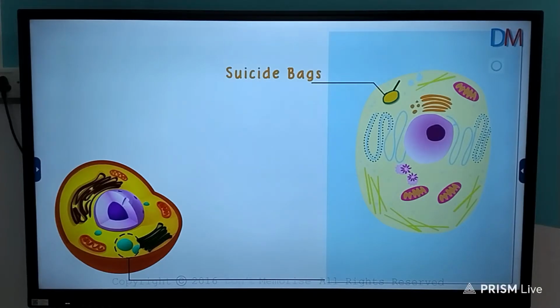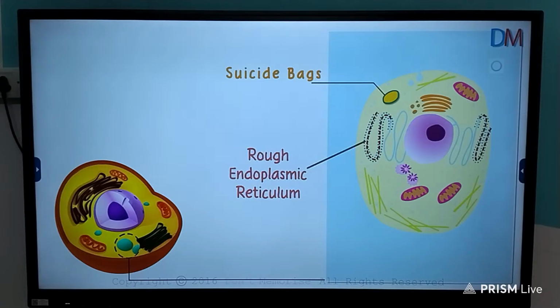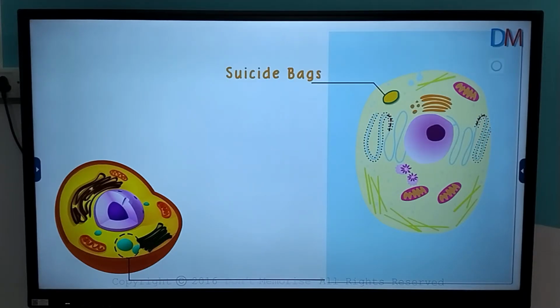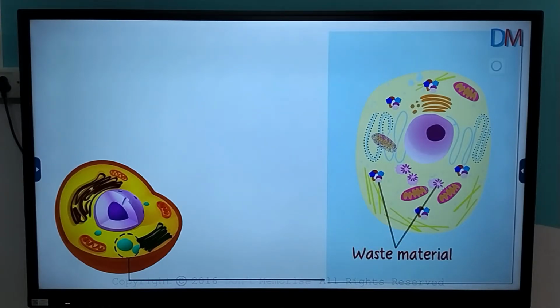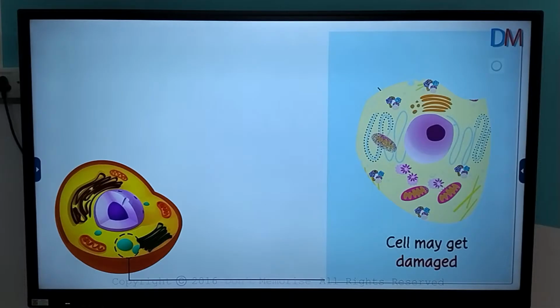Structurally, the lysosome is a membrane-bound sac filled with enzymes. These enzymes are made by none other than the rough endoplasmic reticulum. The lysosomes therefore form the waste disposal system of the cell. Without them, the cell will accumulate waste material and it may in turn get damaged.